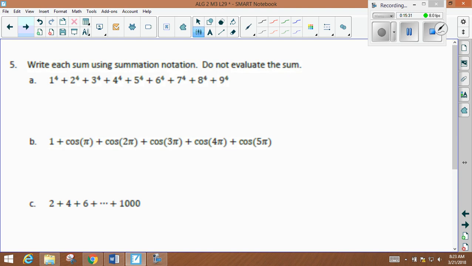Hey, let's write each one of these using summation notation. Let's not evaluate the sum. So here we go. Ready? First thing you have to do is write my fancy sigma. And then, what did we start with? It looks like we started with 1. x equals 1. How far did we go? We went up to 9, right? What does it look like our variable is? We did it. Look at that. We took a sum and we wrote it using summation notation.